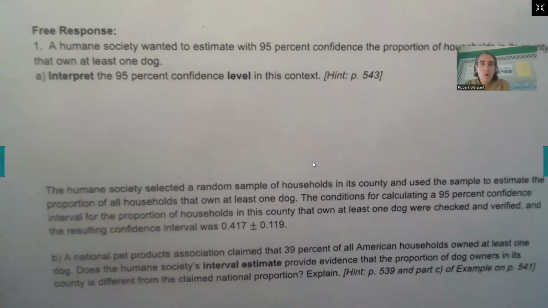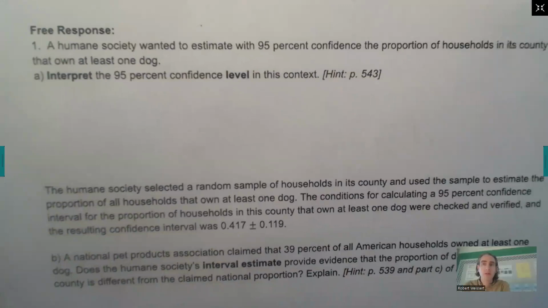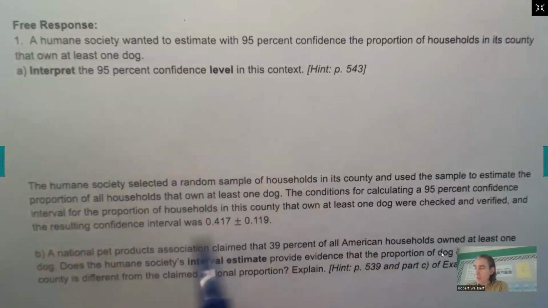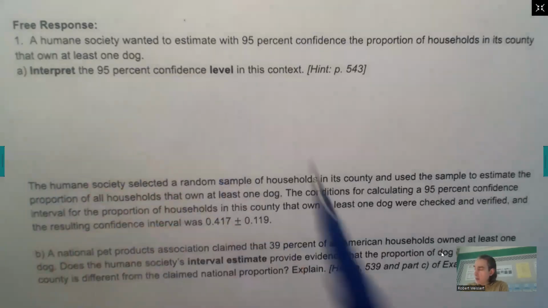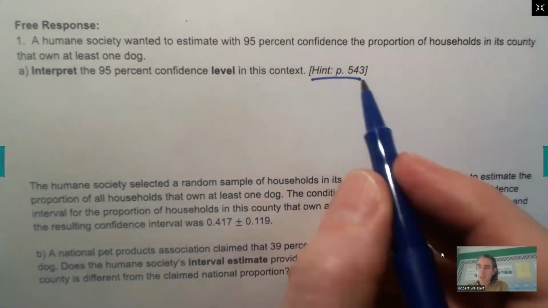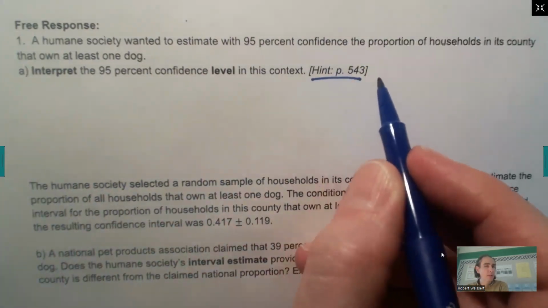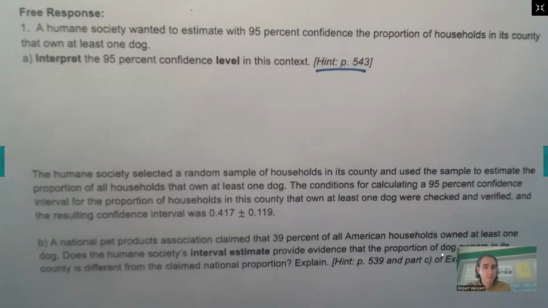A humane society wanted to estimate with 95% confidence the true proportion of households in its county that own at least one dog. Interpret the 95% confidence level in this context. If you want to pause the video and try using this page hint, if you want to follow along and see if you can interpret it in context, and then we'll go over it in a second.